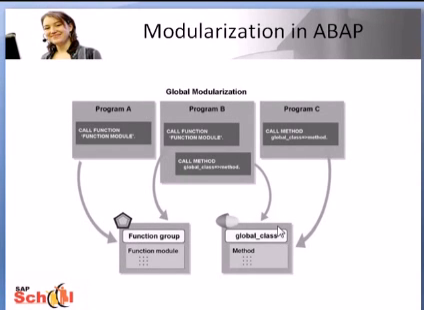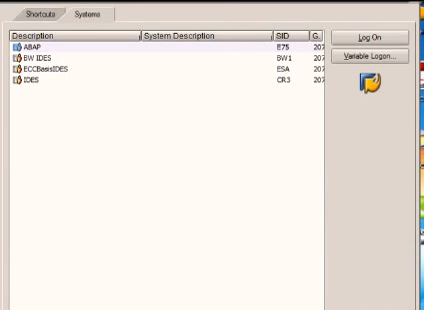ABAP has become object oriented and hence the concept of modularization, basically allowing you to reuse code and to manage code effectively, because the same piece of code is called by several calling programs. So without going into too much detail here, let's now look at what the system looks like and write our first ABAP.